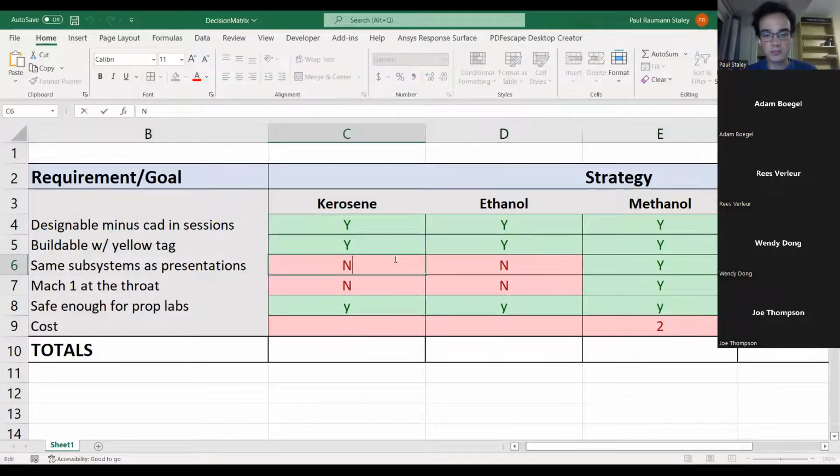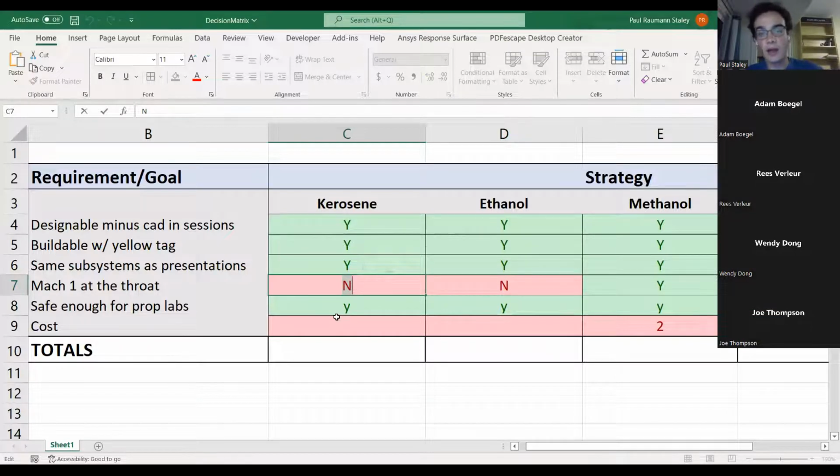Do they have the same subsystems as the presentations? Yeah, like I said, sure. Can they hit Mach 1 at the throat? And now that's the key, because I think people building rockets like this kill themselves over the performance in the ISP. And this is why I kind of said at the beginning, like, okay, if I just did this, it wouldn't matter. They all have high enough ISP to power a rocket.